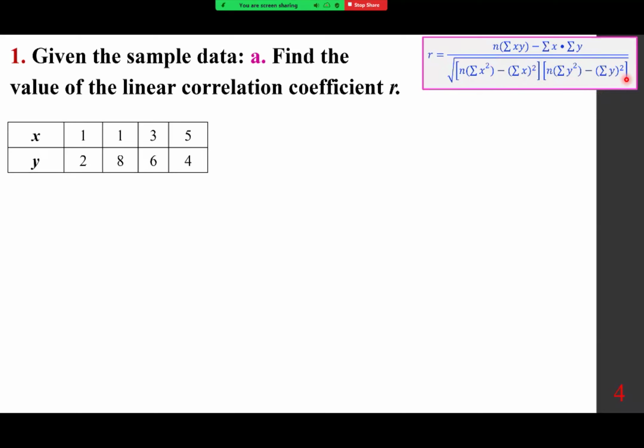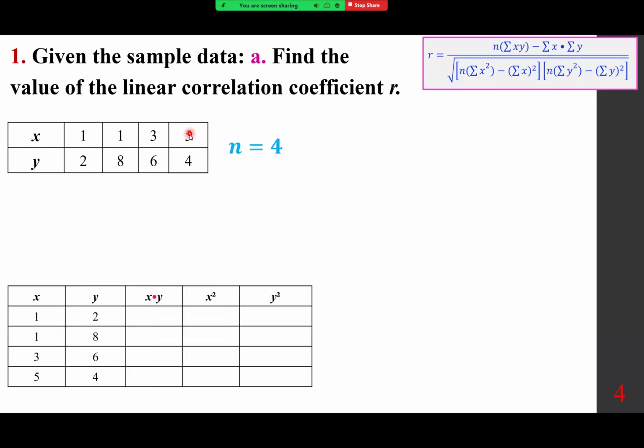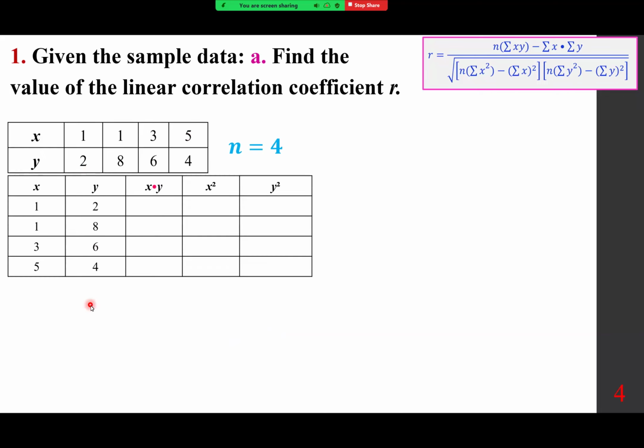I wanted you to see the process of getting the answer step by step in case you're curious as to what's happening. First and foremost, 1, 2, 3, 4. We have 4 pairs. That means n is 4. Secondly, let's write these columns x and y, and each one we're going to calculate. We're going to calculate x times y. So in this column, we have 1 times 2 is 2, 1 times 8, 8, 3 times 6, 18, 5 times 4 is 20. So that's the first column.